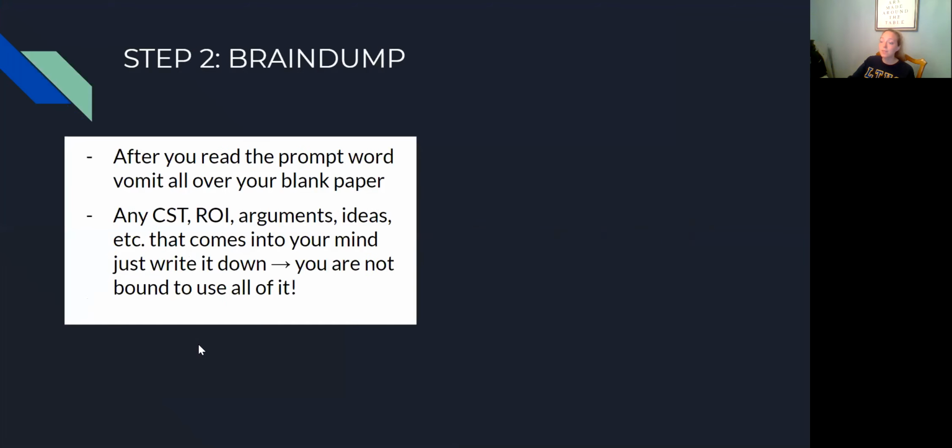After you read the prompt, this is something that personally I actually did on my AP US test back in the day. I word vomited all over my paper. As soon as I saw the prompt, before I even read the documents, I just wrote any vocab terms, anything I could think of that the prompt reminded me of.